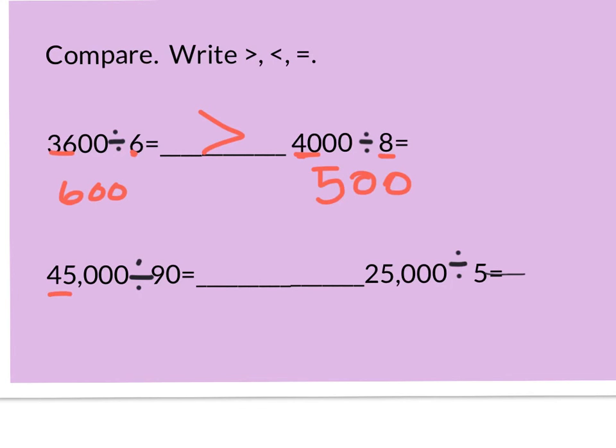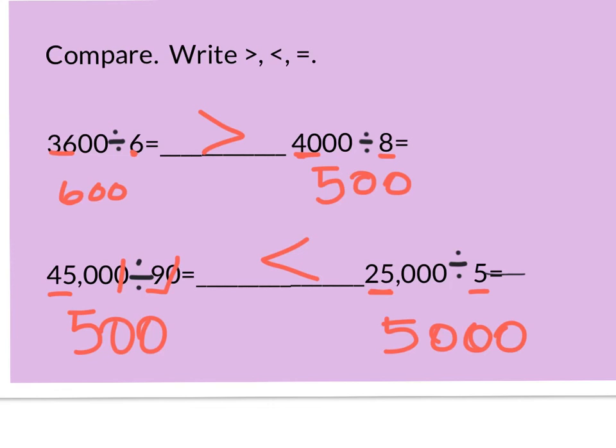All right, my basic division fact is 45 divided by 9. I see a 0 that I can cross out on each side. So this would be 500. Over here, your basic division fact is 25 divided by 5, which is 5, and there's 3 zeros left, so 500 is less than 5,000.